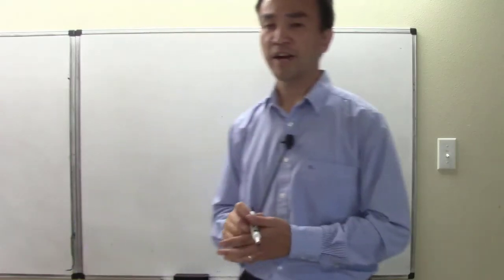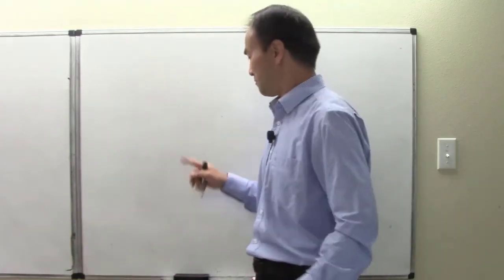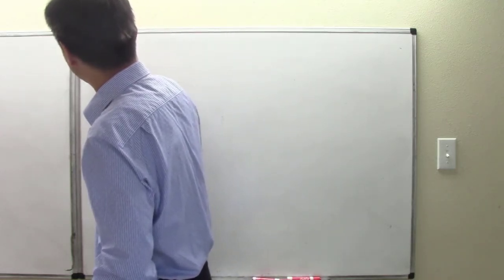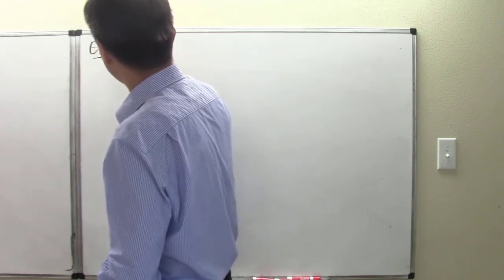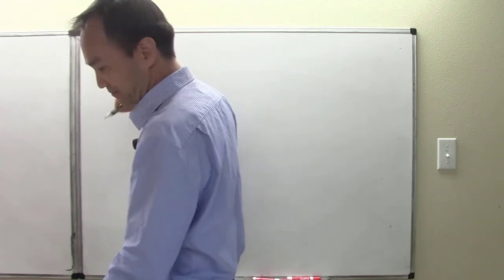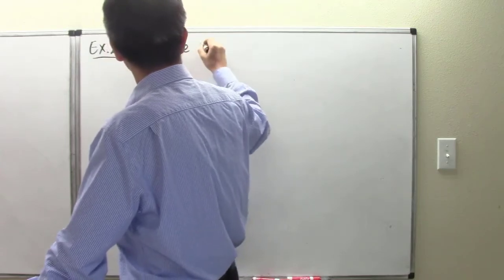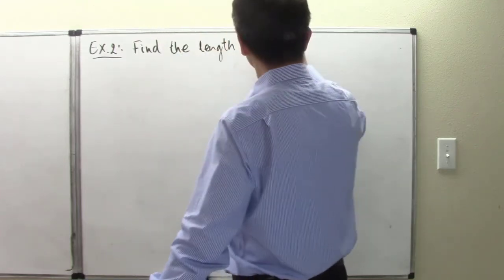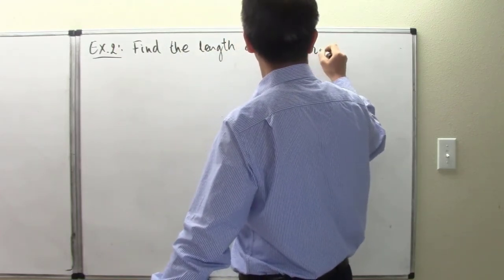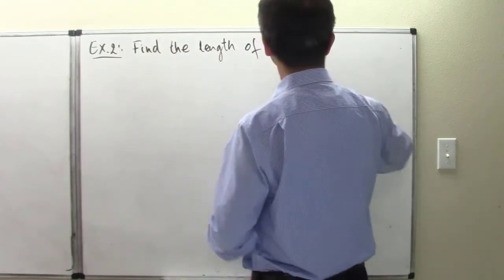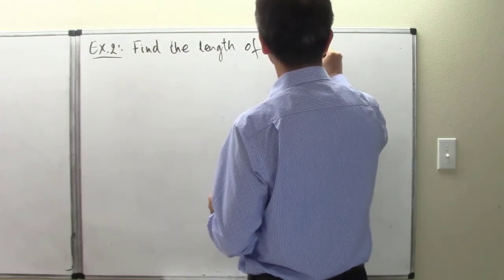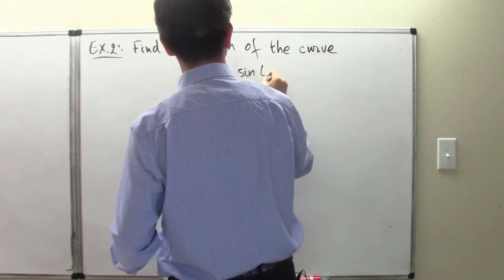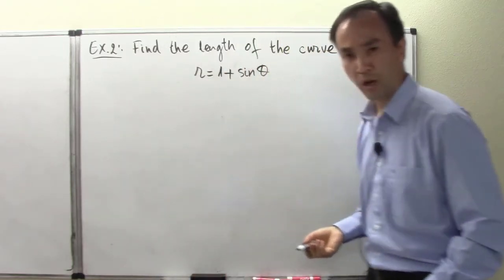All right, and let's now head out to example 2 right here. So, for example 2, it's quite a similar kind of problem. We want to find the length of the curve r equals 1 plus sine theta. Okay, r equals 1 plus sine theta.